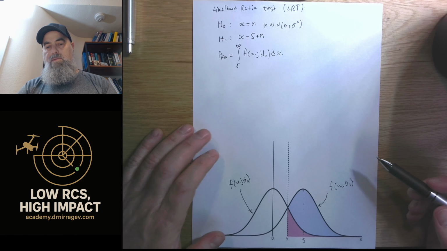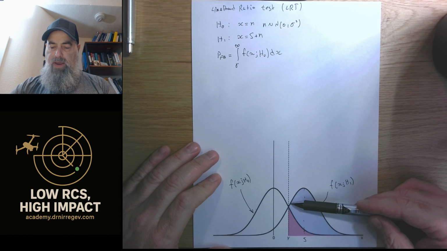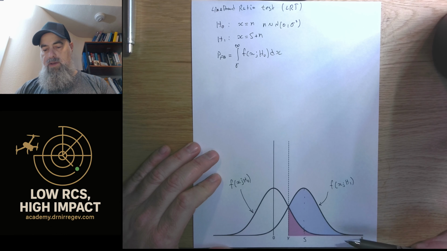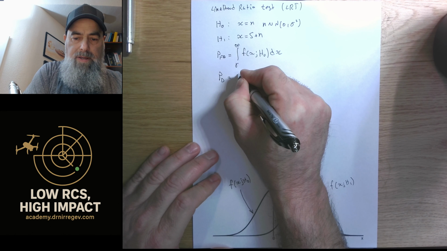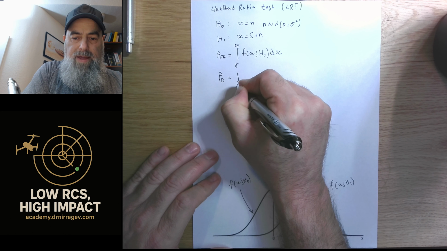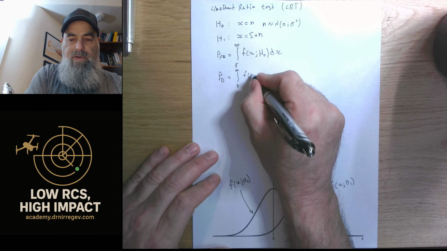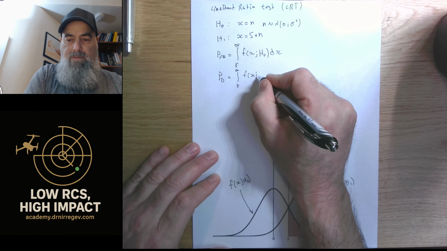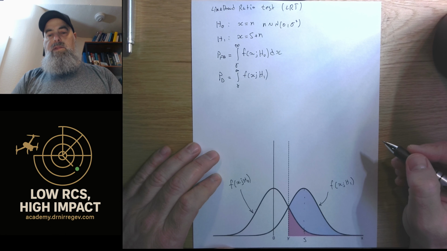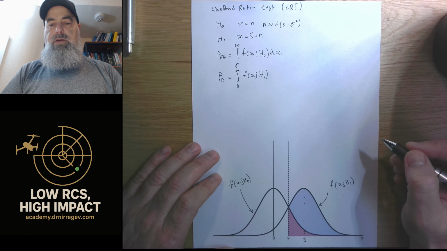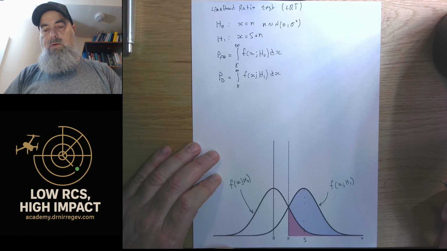Similarly, what will be the detection probability? The detection probability will be all this blue area. Okay, in other words, it's the P sub D, the detection probability, is the integral from gamma to infinity. The limits are the same, but now we're integrating over the other PDF, which is f of x under the hypothesis H1. Obviously, we're integrating over dx as well.